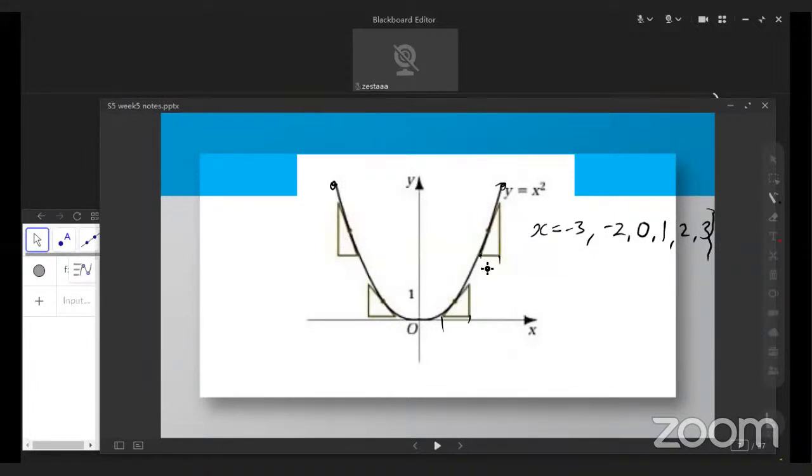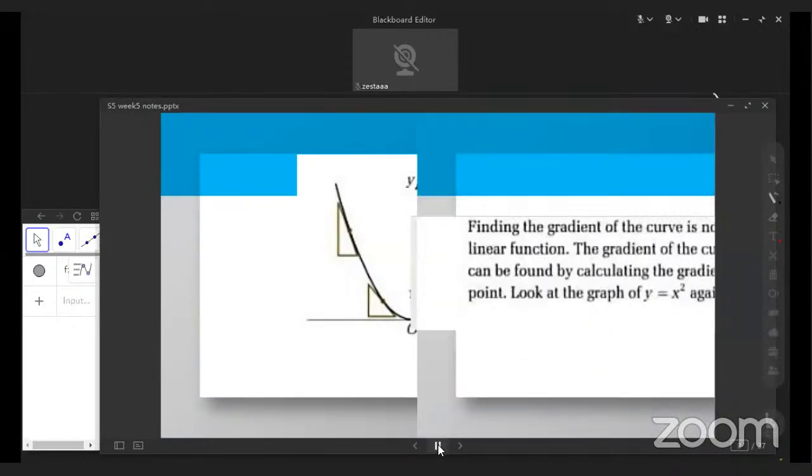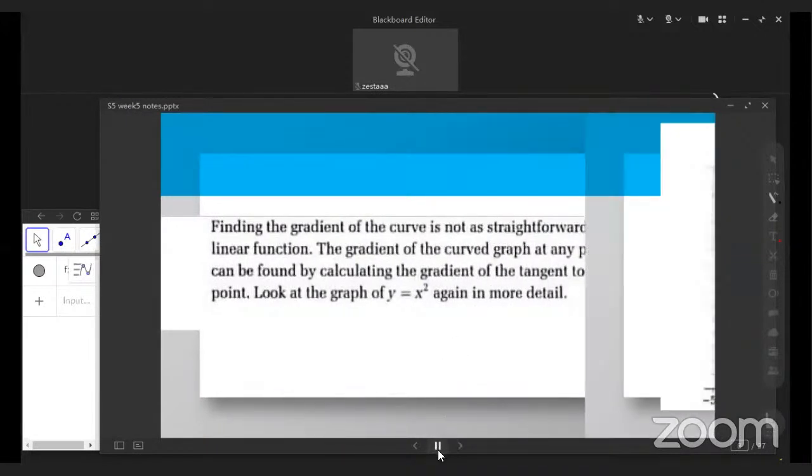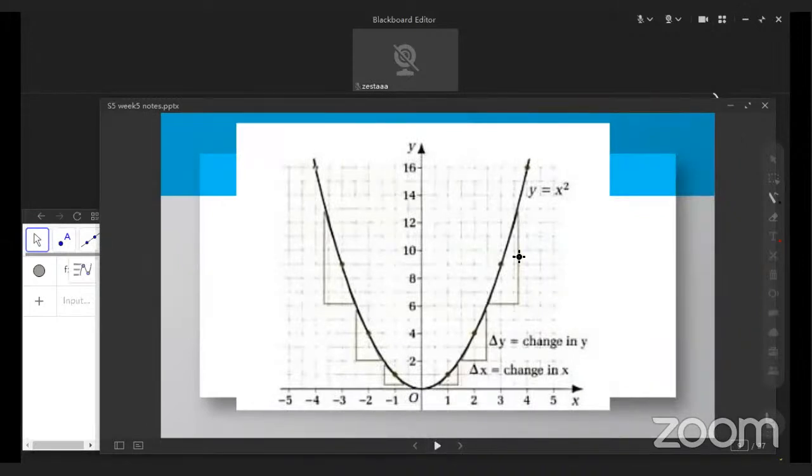Now, when you get these tangents here, there is something you're going to realize. So this is what we shall be able to get. If we are to get that gradient, these changes there, change in y, change in x, like that. This is what you're going to get.